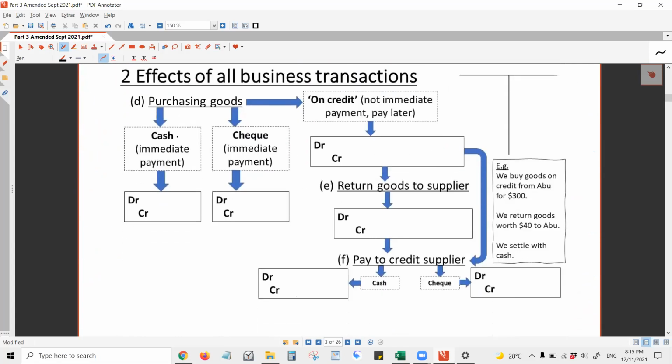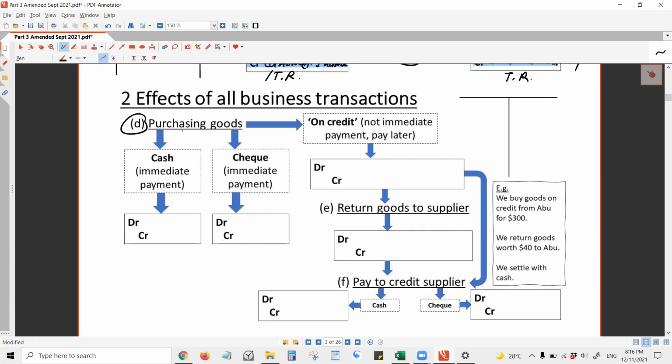Okay, now let's look at this flow chart. This time, again, let me remind you, this topic is about remembering what account to debit and what account to credit for all the transactions that are given to you in the exam. Transactions means events that happen in business. Buying, selling, returning goods, all these are events in business. You must know what to debit and also what to credit. Okay, now have a look at here.